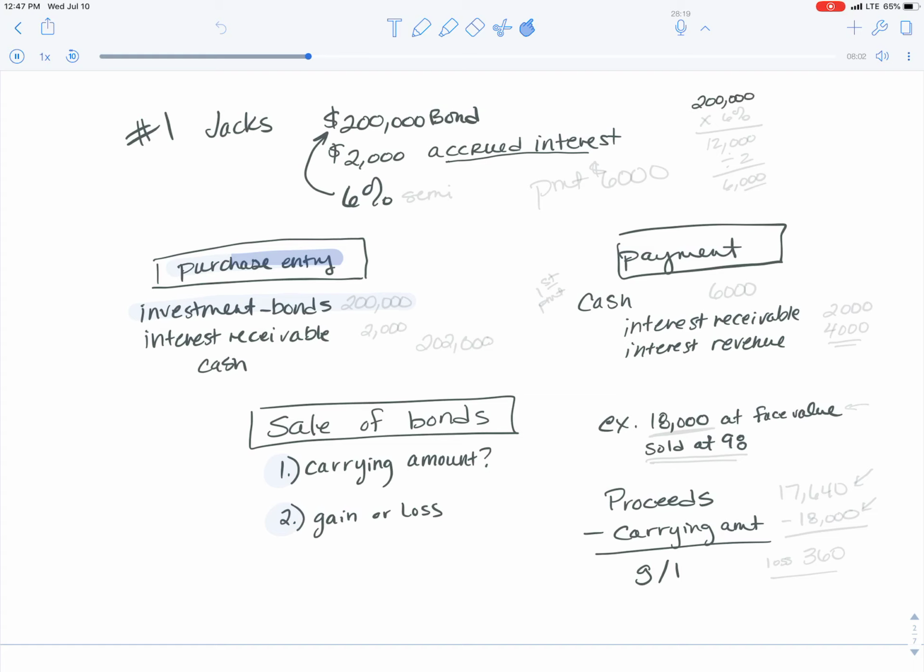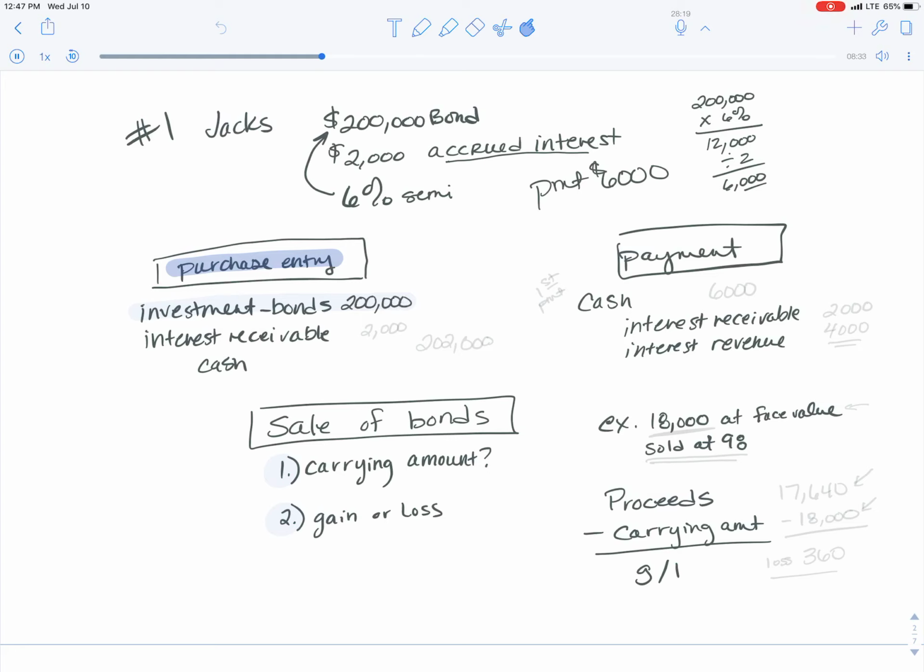If this is a $200,000 bond that pays 6%, and I believe this is semi-annually, we're going to take $200,000 times 6%, which is $12,000, and divided by 2 is $6,000. So these are semi-annual payments. Okay, so that means our payment is $6,000. So we're going to buy these bonds. Here's your purchase entry.